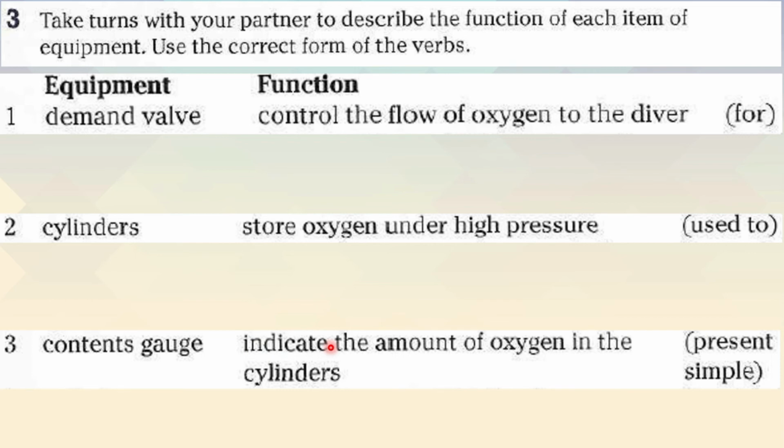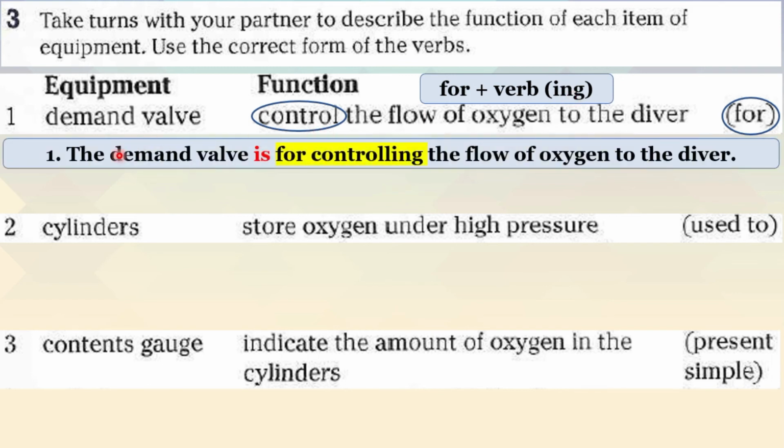Now, for the first one, what's our verb? Control. Great. And the word to use? For. So we will use the structure for followed by verb with ing. So we have the demand valve is for controlling the flow of oxygen to the diver.